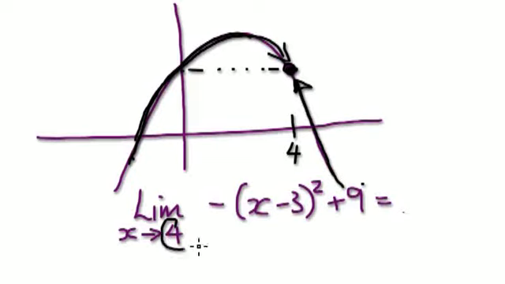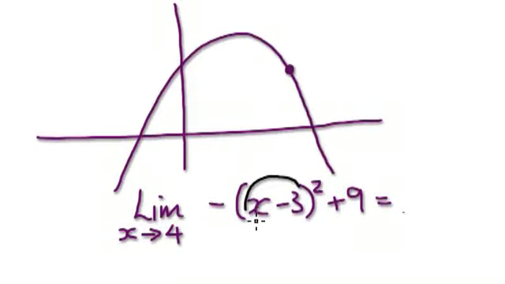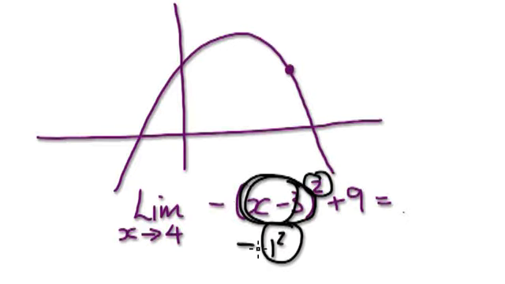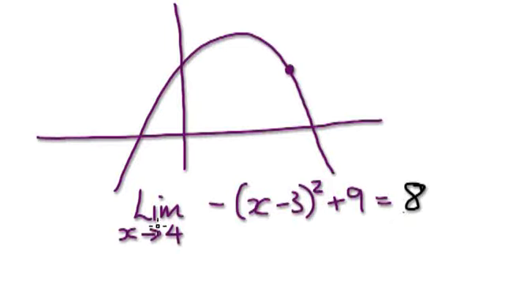So in this case, you can simply put the 4 into here. This bit here will be positive 1, 1 squared will be 1, and then negative 1 plus 9 will be positive 8. So in this case, the limit as x tends towards 4, so that means you're heading towards here, this point here is 8. Okay, it's heading towards 8.